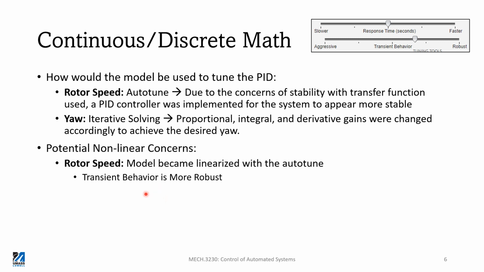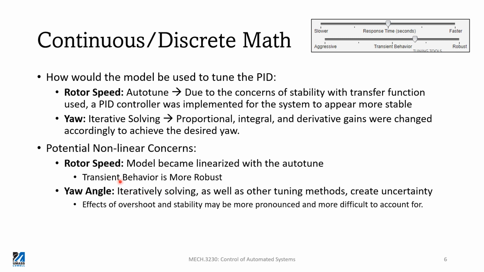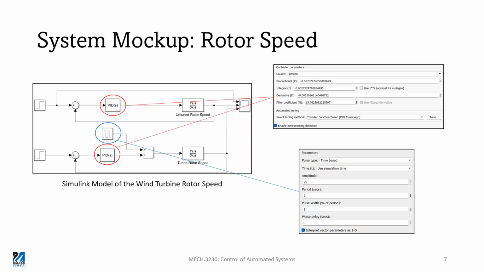Potential concerns with nonlinearity. For the rotor speed, the model became more linearized with the auto-tune. It was more robust, and robustness helped minimize overshoot and stabilize the rotor speed. For the yaw angle, iteratively solving causes a lot of uncertainty, and overshoot and stability are more pronounced and difficult to account for. Thus, it can still be used and is accurate enough if research and testing is performed to determine the gains appropriately.